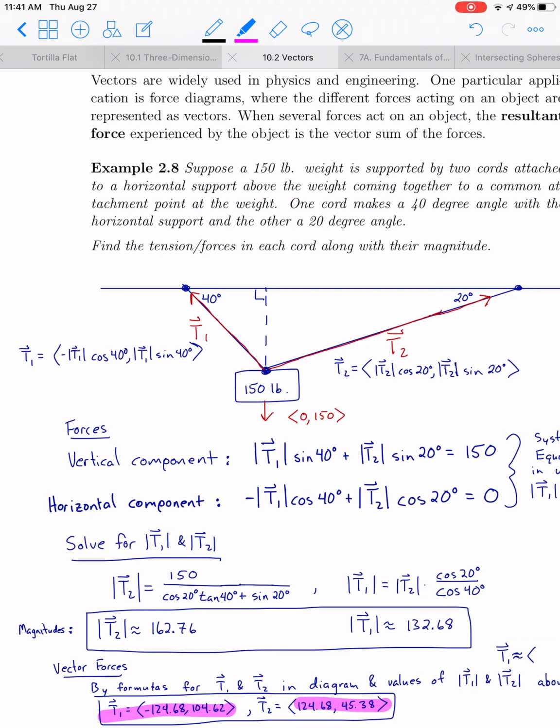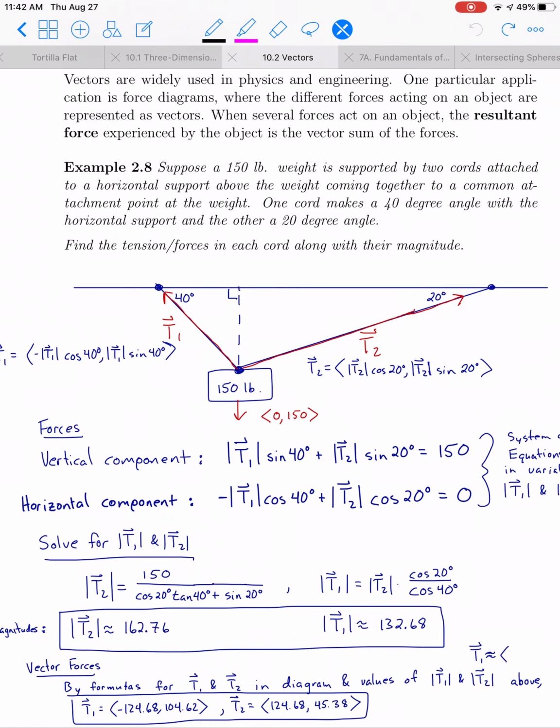For T1's case, negative 132.68 times cosine 40 degrees, and the same 132.68 times sine of 40 degrees. This is how we end up with T1's value. Similarly for T2. Note that the book works out a problem very similar to this, using very similar steps. Maybe there are more details there that could help, but this is the gist of it. I didn't want to drag everybody through every belabored step. There are some details for the reader to fill in, but the bulk of the path is there for students to follow. All right, good luck, get to work.